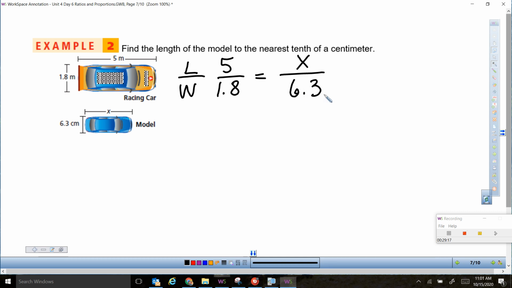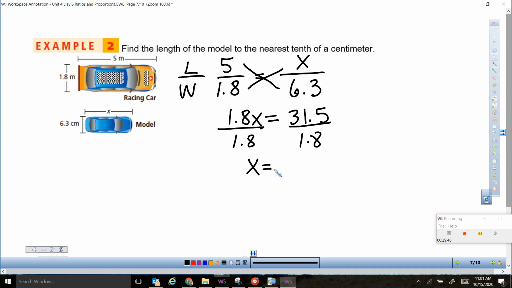6.3. Solve a proportion by cross multiplying. I always multiply the diagonal with the variable first. So what is 1.8 times x? 1.8x. Set it equal to the other cross product. And what is 5 times 6.3? 31.5. And how do I get rid of the 1.8? Divide those out by 1.8. X equals what? 17.5. Now I need some units. So the top one was meters, but we're looking for the model part, so what units do we put? Centimeters, so 17.5 centimeters.